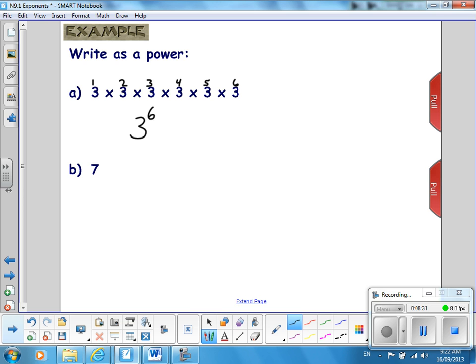When we have the number 7, 7 is our base. How many times is that 7 repeated? Only once. So it's 7 to the exponent 1. Any integer on its own has an exponent of 1. We just typically do not write it there.